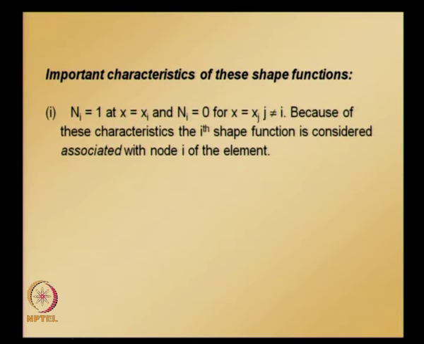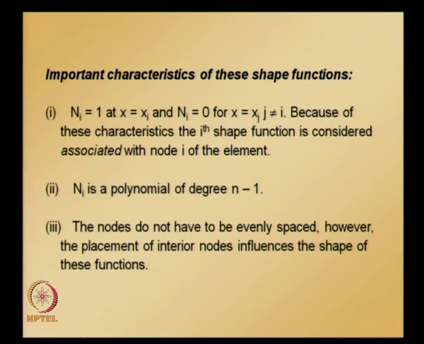And if you see, the shape function expression for Ni is a polynomial of degree n minus 1. So, the shape function for a linear element is going to be of order 1, for a quadratic element order 2, for a cubic element order 3, and so on. And these nodes 1, 2, 3 need not be evenly spaced. The nodes do not have to be evenly spaced, however, placement of interior nodes influences the shape functions, which we will be seeing once we solve some examples.